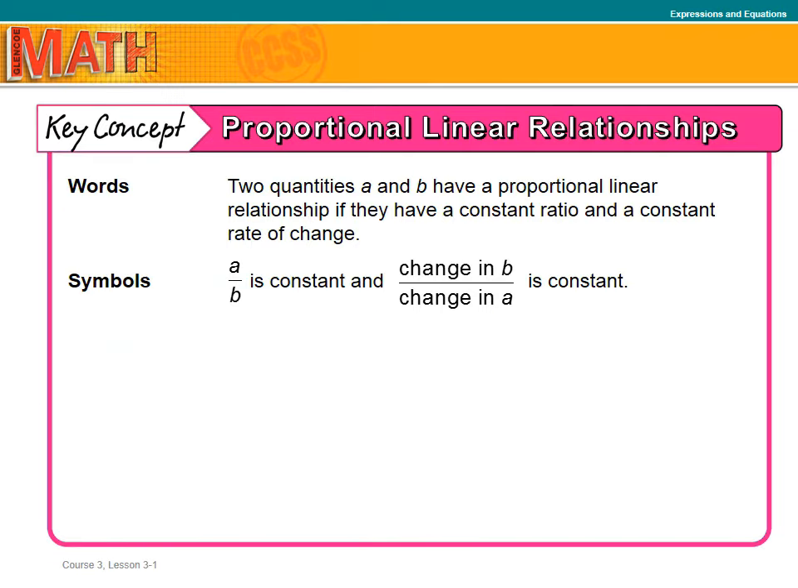So for the first part of this lesson, we were looking to see if we had linear relationships, and then we were finding the constant rate of change. Now we're going to take it a step further. We're going to look for proportional linear relationships. And in words, what this means is two quantities, A and B, have a proportional linear relationship if they have a constant ratio and a constant rate of change. So in symbols, A over B is constant, and the change in B over the change in A is also constant.